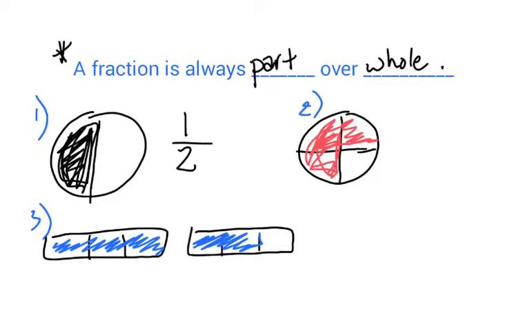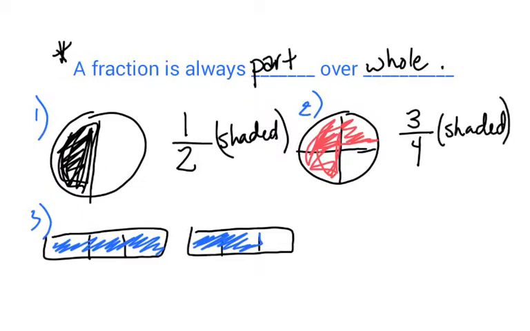Along the same lines, on number 2, there are 4 pieces, 1, 2, 3, 4. And 3 of them are colored in. So the fraction for the shaded portion would be 3 out of 4. And again, all of these are shaded. You could also write a fraction for the unshaded, but we're just going to do the shaded for now.